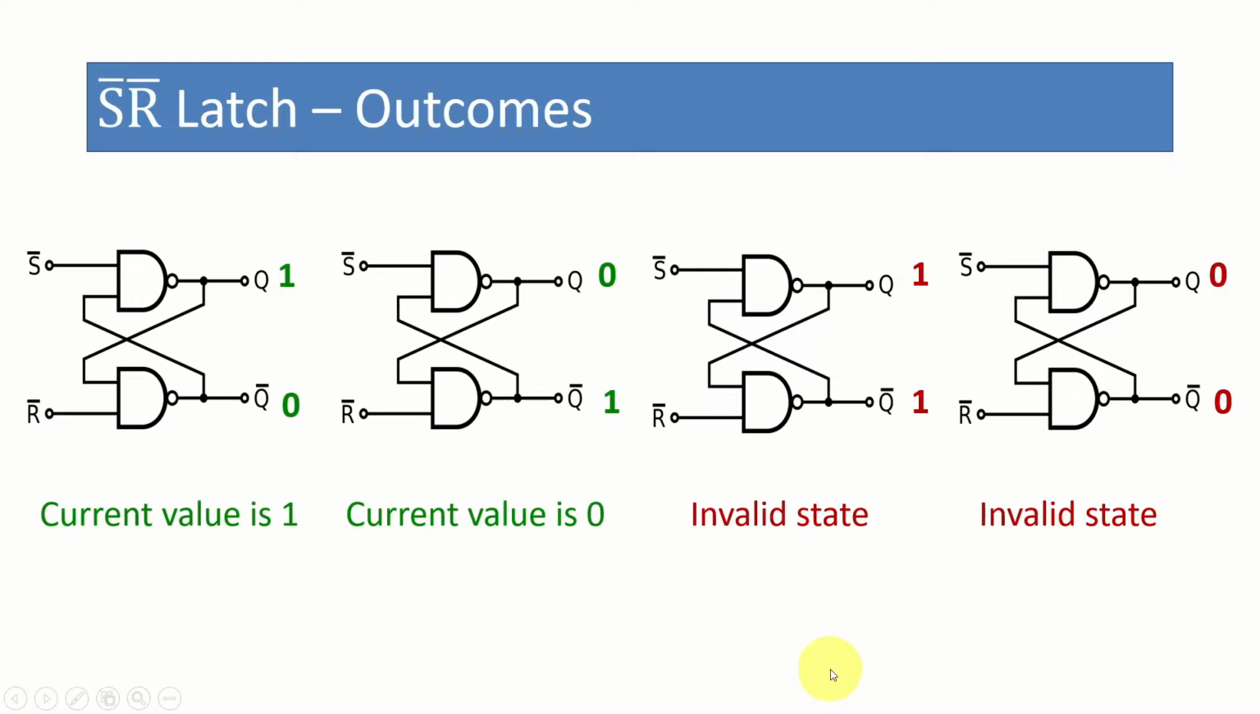Now let's look at the possible outcomes of the S bar R bar latch. Obviously, one outcome is the set value, Q equal 1, Q bar 0. The second possible outcome is the reset value, Q bar 1 and Q 0. Then there are two invalid possibilities: both Q and Q bar being 1 is an invalid scenario, and both Q and Q bar being 0 is another invalid scenario. Because in a latch, Q and Q bar must have opposite values.